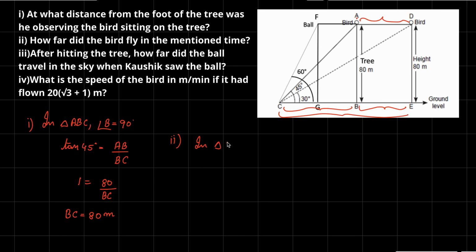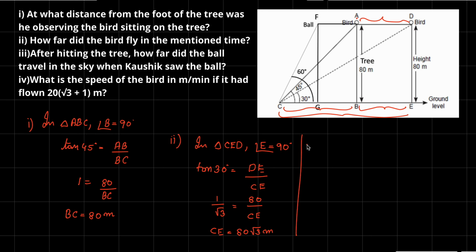Now in triangle CED, angle E is equal to 90 degree. Tan 30 equal to opposite, which is DE divided by CE. Tan 30 is equal to 1 by root 3, which is equal to DE, which is 80, divided by CE, what we want to calculate. So CE is equal to 80 into root 3 meters.